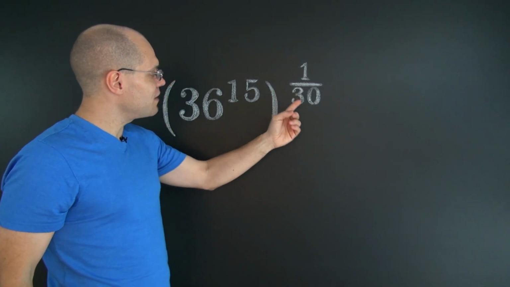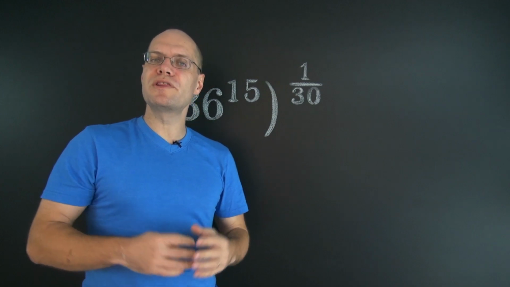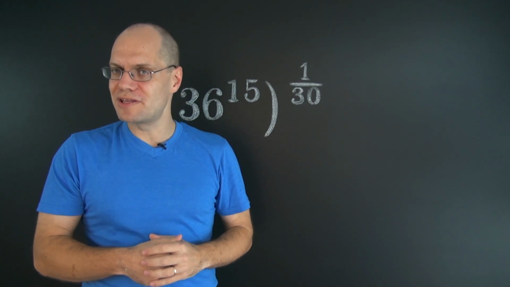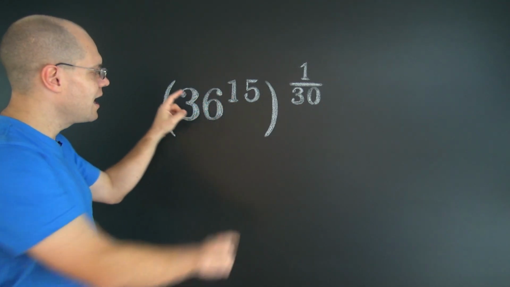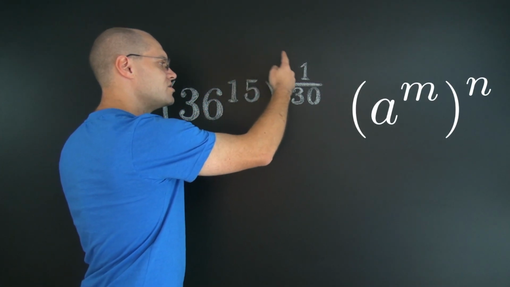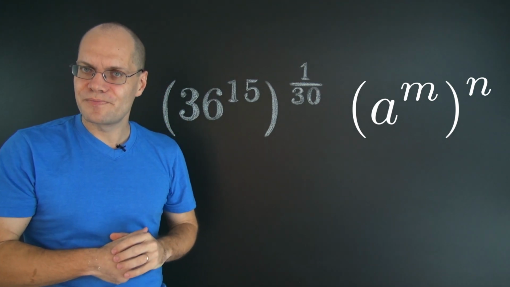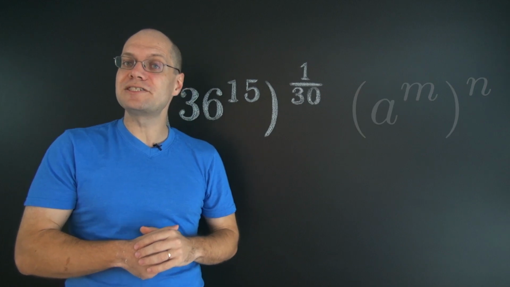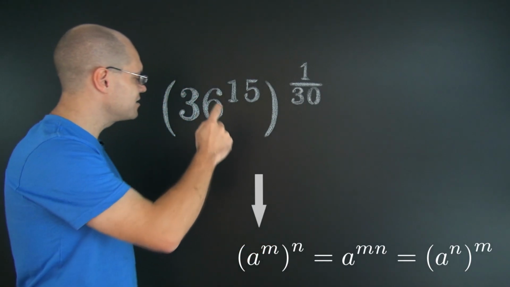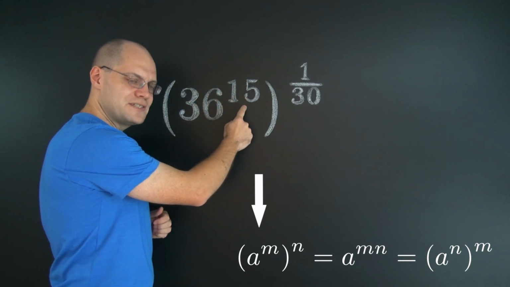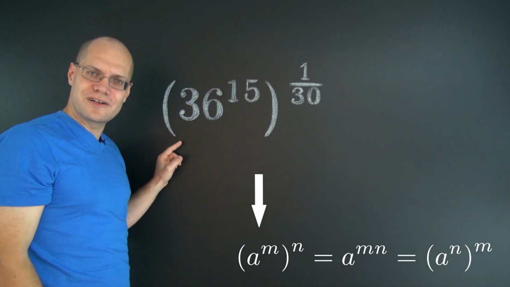This problem is about fractional powers, but more importantly, it is concerned with the right order in which to do things. What we have here is a number raised to a power, and then the result of that is raised to another power. Now, by the power rule for exponents, we know that this task can be accomplished in three different ways. We could do it just as written, that is, raise 36 to the power of 15, and then raise that result to the power of 1 over 30.